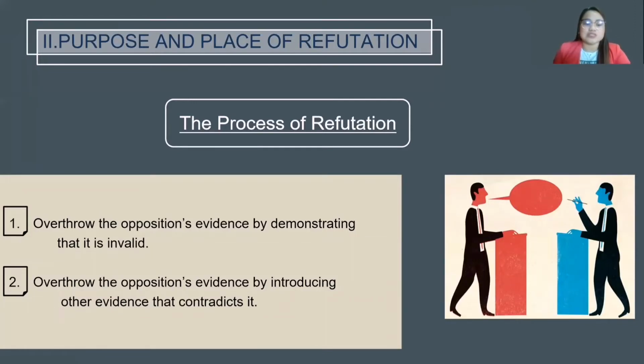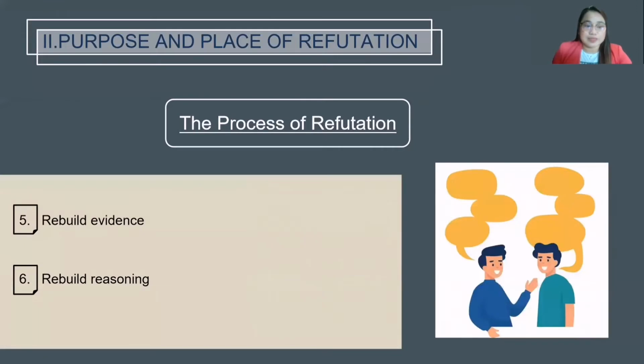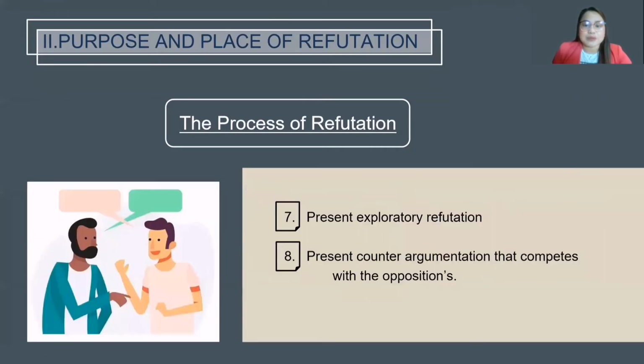The process of refutation has to be included in every speech of the debate. What is the process of refutation? First is to overthrow the opposition's evidence by demonstrating that it is invalid. Next is to overthrow the opposition's evidence by introducing other evidence that contradicts it. Third, overthrow the opposition's reasoning by demonstrating that it is faulty. Overthrow the opposition's reasoning by introducing other reasoning that turns it to the opposition's disadvantage. Rebuild evidence, rebuild reasoning, present exploratory refutation, and lastly, present counter-argumentation that competes with the opposition.